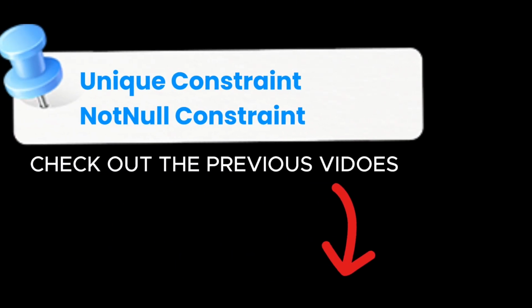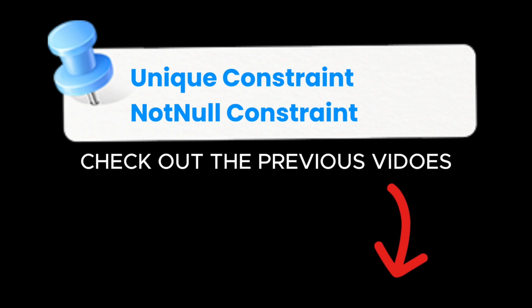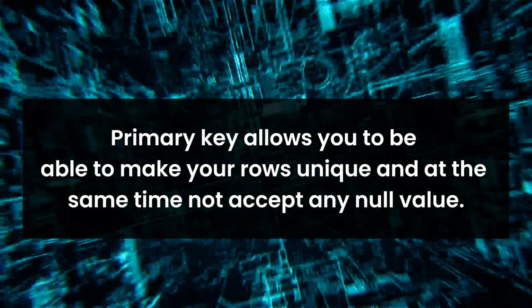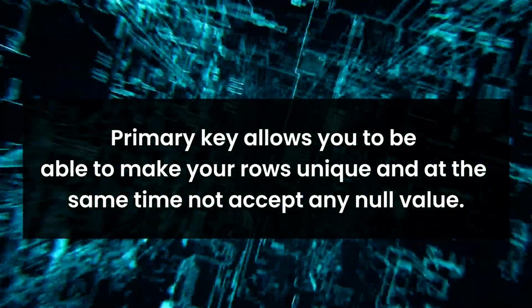We are still on column constraints in SQL Server. So we have discussed unique constraints and the not null constraints. Now we'll be discussing another constraint that combines the power of both together, and that is the primary key. The primary key allows you to make your rows unique and at the same time not accept any null value. So the primary key can only be one in a table.